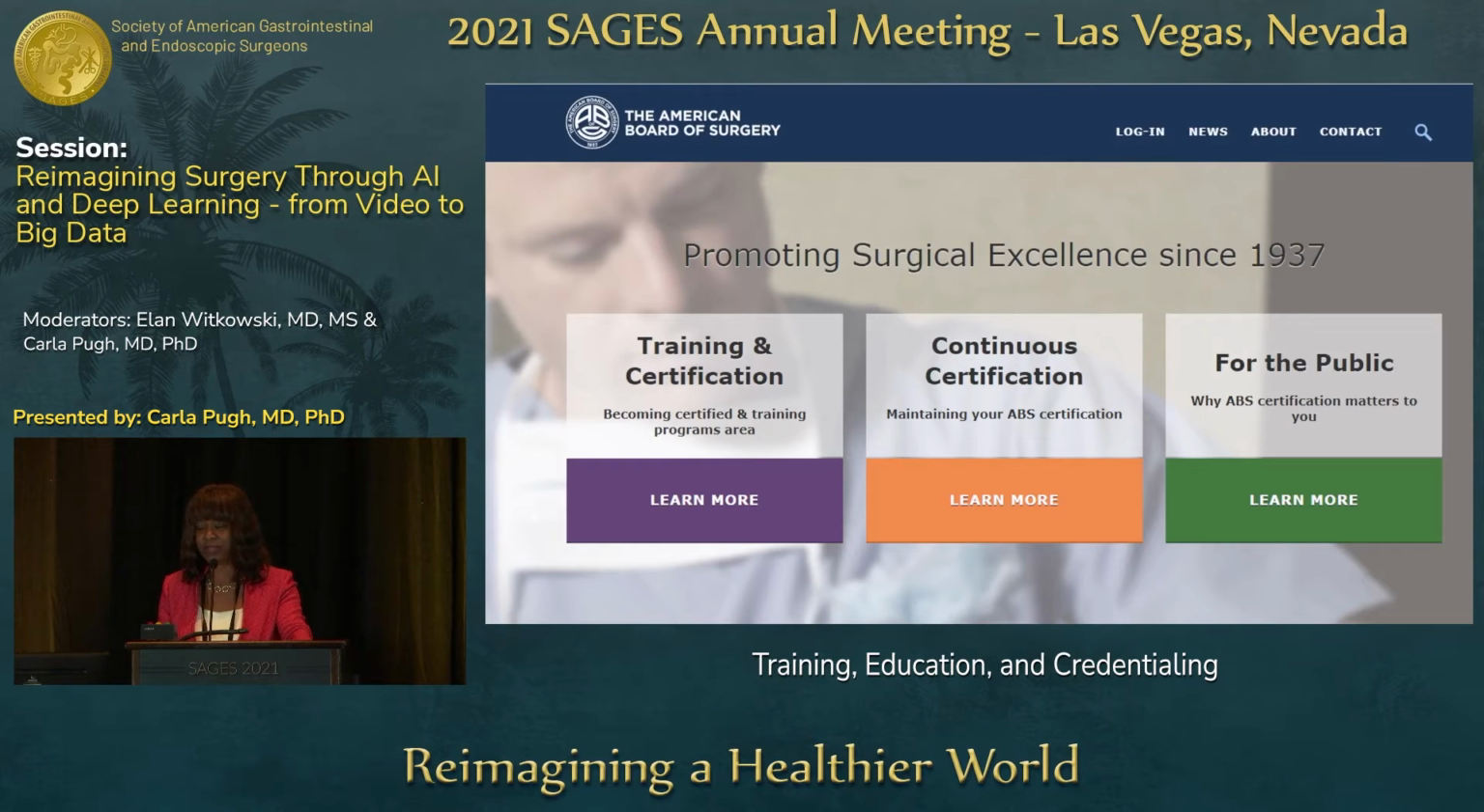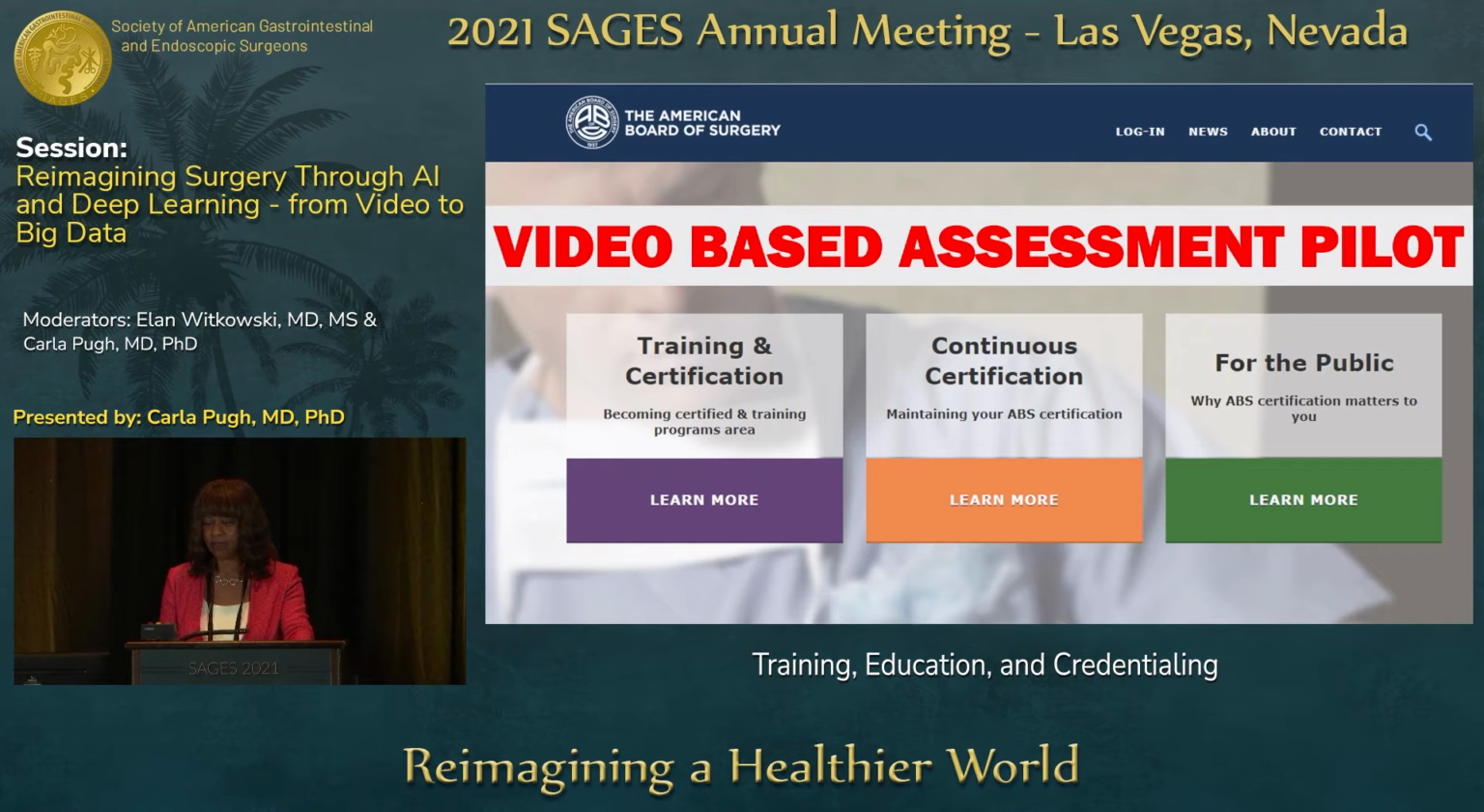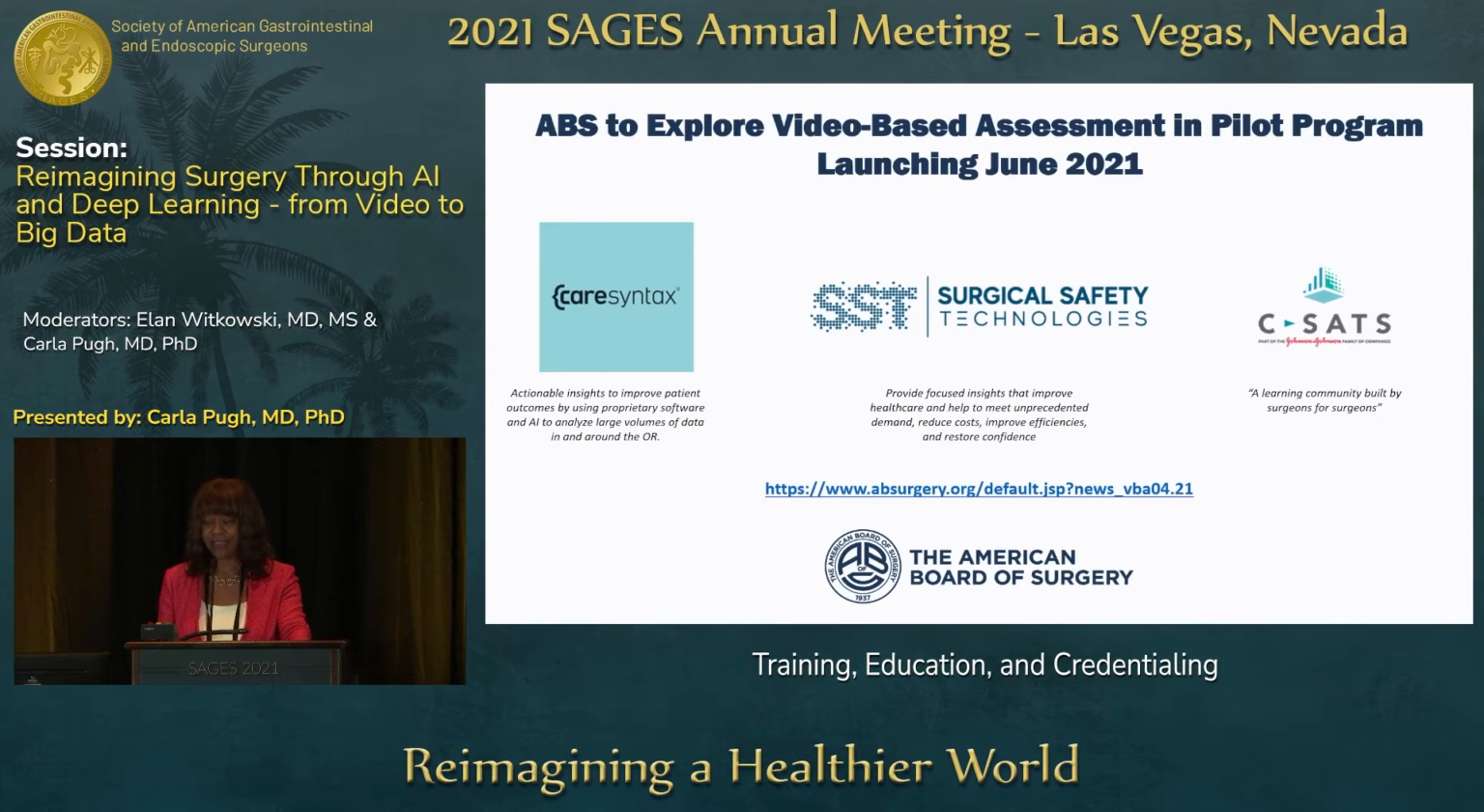So what about credentialing? This is also pretty exciting. As we start to look at some of our national organizations, SAGES, American Board of Surgery, the American College of Surgeons, everyone's sort of looking at where AI fits and then what they have to offer. What's exciting with the American Board of Surgery is that they're embarking on a pilot with video-based assessment, and these are the companies that they are partnering with in terms of this pilot.